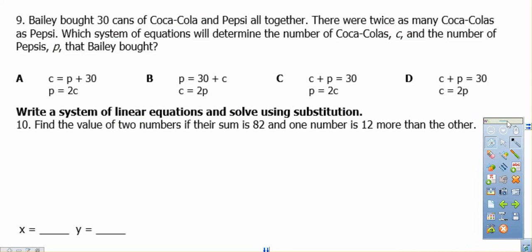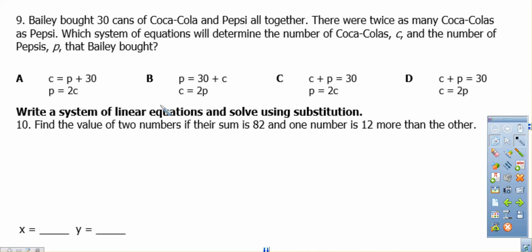Number 9. Bailey bought 30 cans of Coca-Cola and Pepsi altogether. There were twice as many Coca-Colas as Pepsi. Which system of equations will determine the number of Coca-Colas, C, and the number of Pepsis, P, that Bailey bought? Well, we know that we have 30 of them in total, right? Means if you put the Coca-Cola, C, and the P together, you get 30. So it is not B or A.